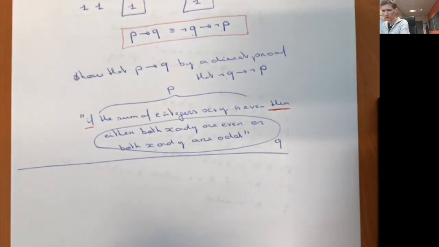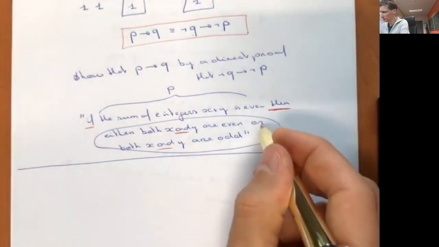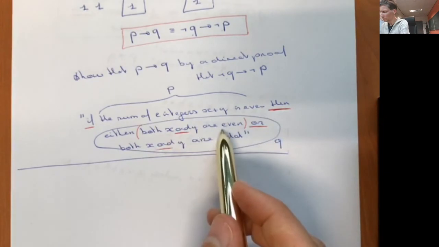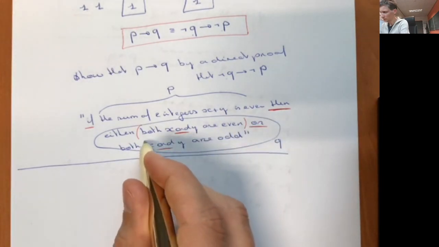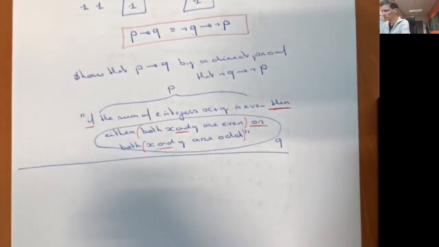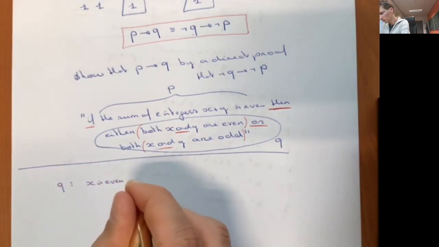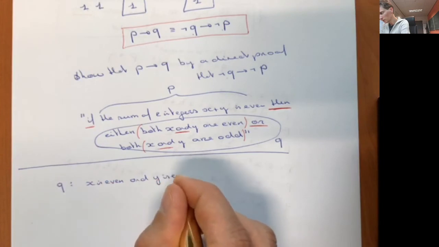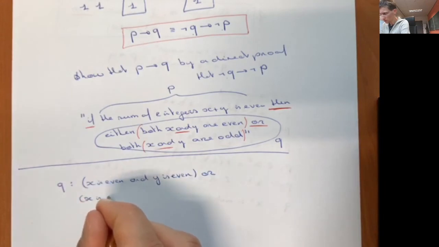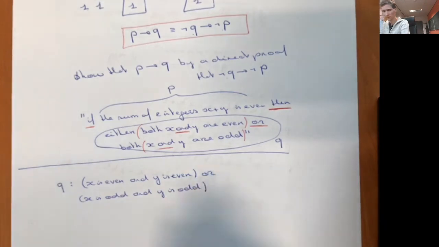There are also important things here. There's an and here and an and here, and then there's an or, right? So this is basically x is even and y is even, or x is odd and y is odd. So Q is the same as x is even and y is even, or x is odd and y is odd.